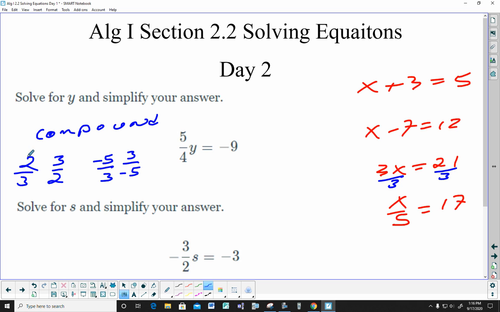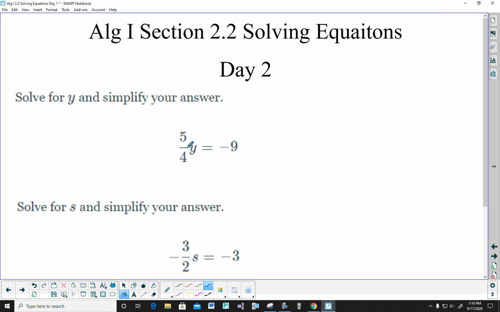Well, what's nice about reciprocals is that when you multiply them, you get 6 over 6, which is worth 1. This would be -15 over -15, which is worth 1. When you multiply by reciprocals, you get 1. So rather than dividing this fraction away, multiply both sides by its reciprocal.